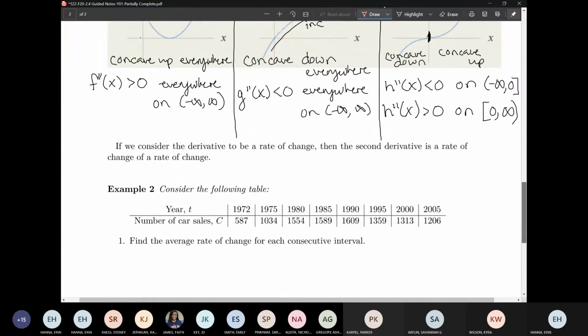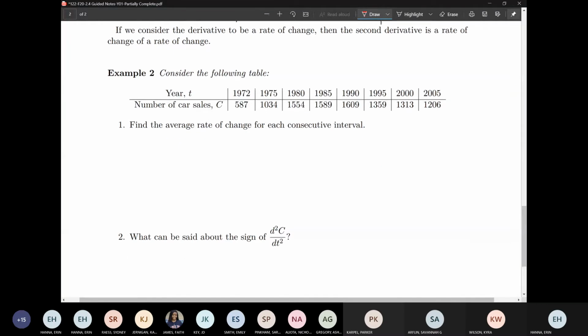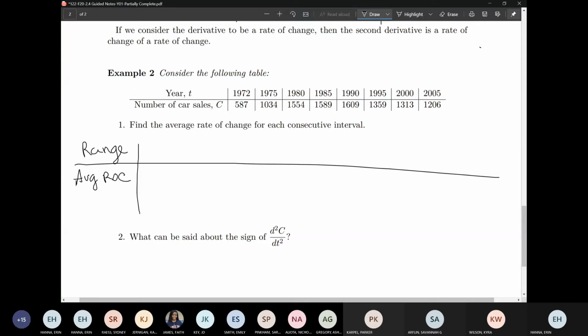Say I have this table here, years related to the number of car sales, and it's going to eventually work up to talking about the second derivative. But the first thing they're going to ask me to do is to find the average rate of change, so that's review, if you will, for each consecutive interval. So I'm going to create a new table for these average rate of change values. I'm also going to name it change in C over change in T.